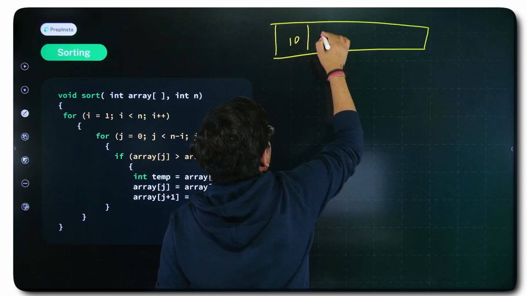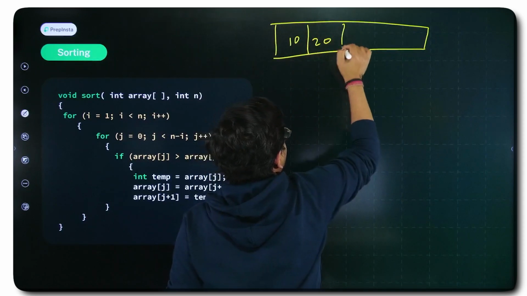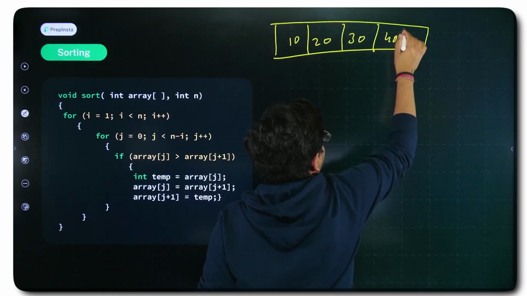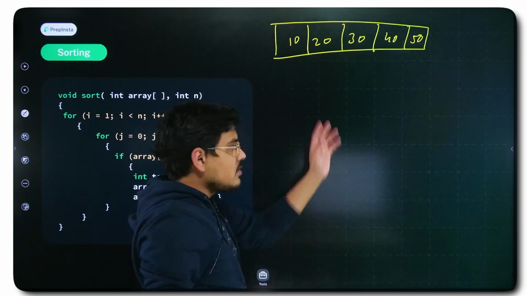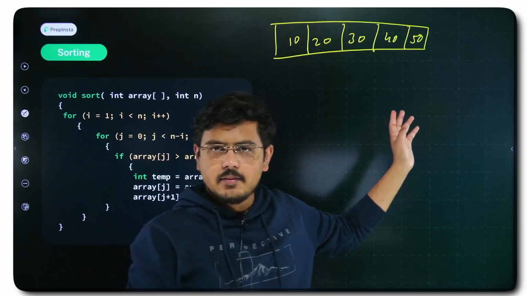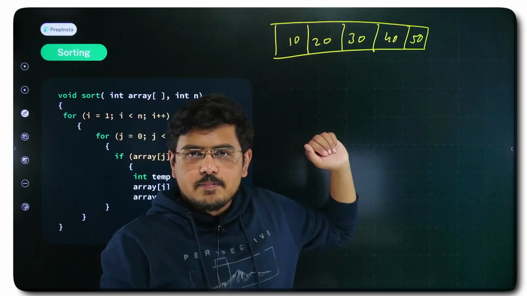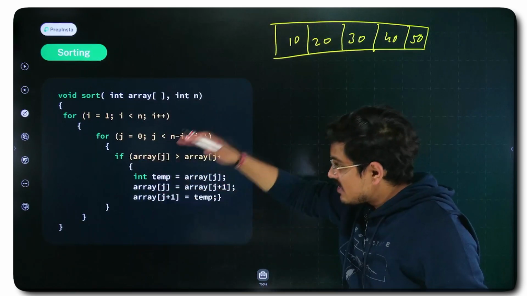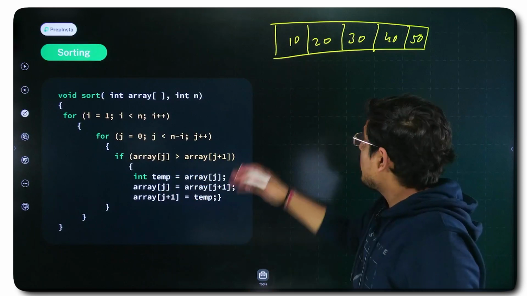Consider this is an array 20, 30, 40, 50. Now this array is sorted, right? This is a sorted array. Now what is the problem? This solution will still give order of n square even for sorted array.